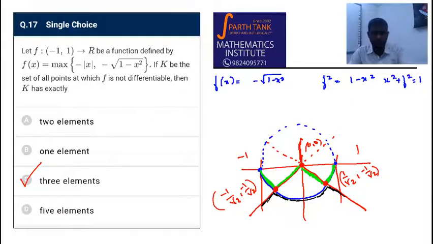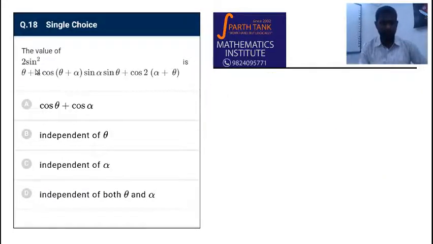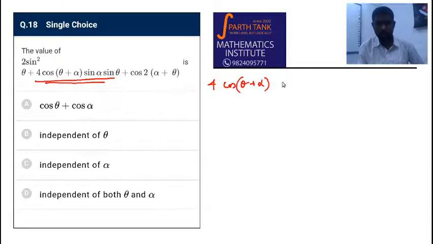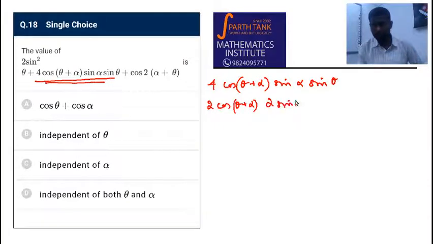Okay. Let us go to question number 18. The value of 2 sine squared theta plus 4 cos theta plus alpha sine alpha sine theta plus cos 2 alpha plus theta is. Okay, it is a very simple problem based on trigonometric manipulations. Let us take only this term and then we will write the other terms together later. So 4 cos theta plus alpha and sine alpha sine theta. Now this term can be written as 2 cos theta plus alpha into 2 sine alpha sine theta.